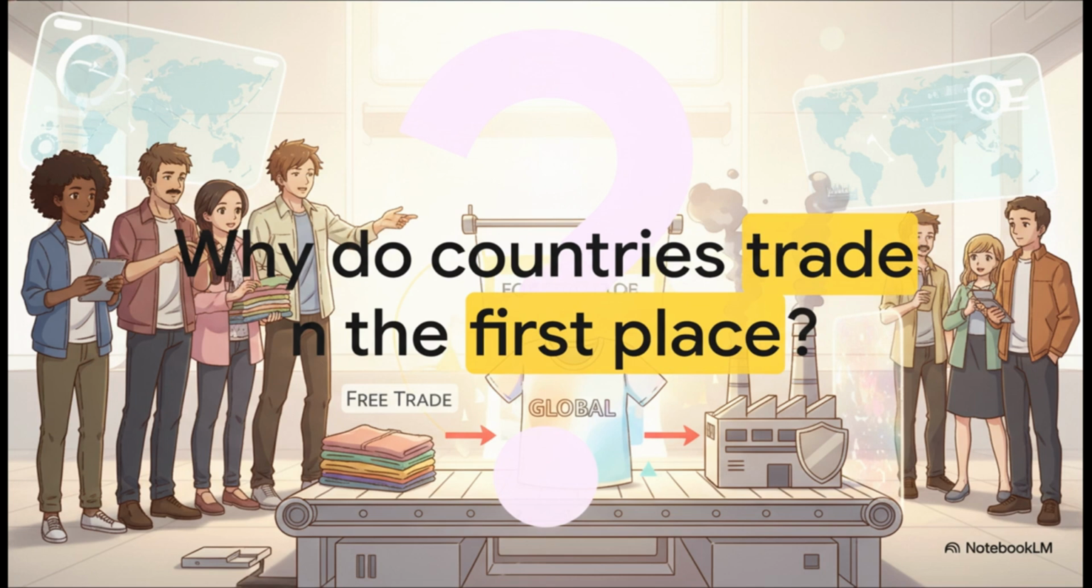For the US to make one more t-shirt, it might have to use workers and factories that could have been building, say, an airplane. But for another country, the cost of making that same t-shirt is way lower. So it just makes sense for the US to focus on the planes, the other country to focus on the t-shirts, and then they trade. In the end, both sides get more stuff than they could have made on their own.